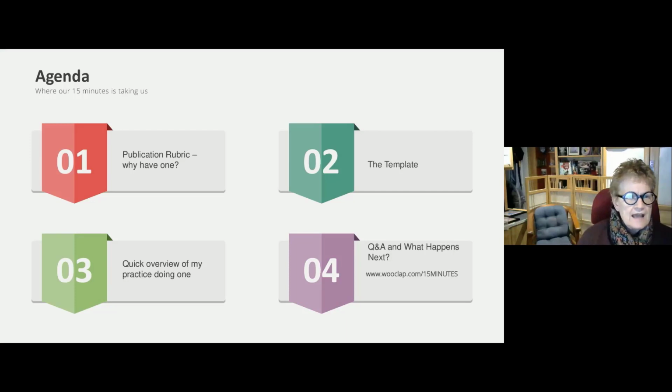So what's our agenda for today? I'm going to discuss publication rubric. Why have one? I'm going to give you a template. This template is in the handouts. Let me just make sure it published. Looks like it did. There's a PowerPoint in the handouts for you so that you can use it, revise it, make it your own. I'll show you what happened when I used the tool for my work. It's partially done, and then we'll ask questions. So that's our day today. And once again, I'm so glad you're here.